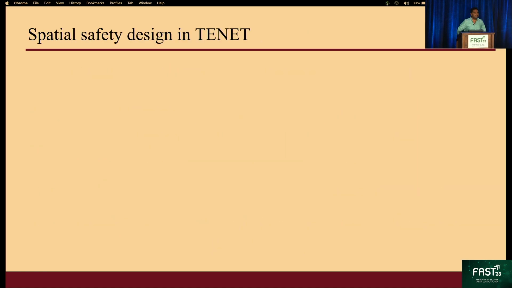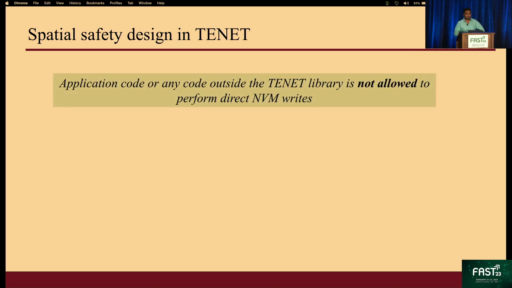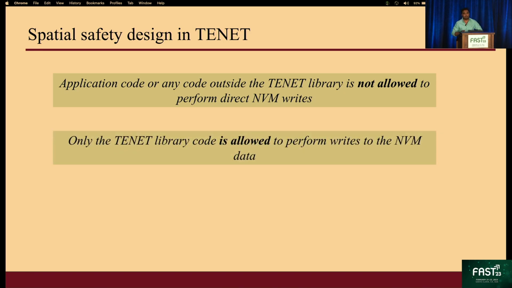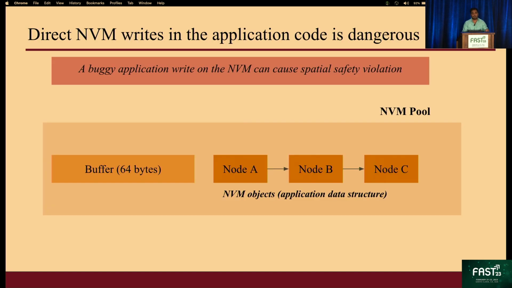One of the fundamental design principles in TENET is to prevent application code, or any code outside of the TENET library, from writing directly to the NVM. In our framework, only TENET library code is allowed to perform direct NVM writes. So why do we have to take such measures? Let's take a look at an example.